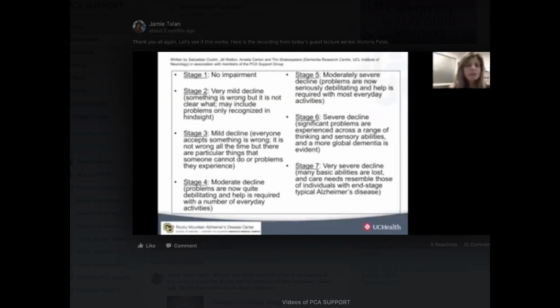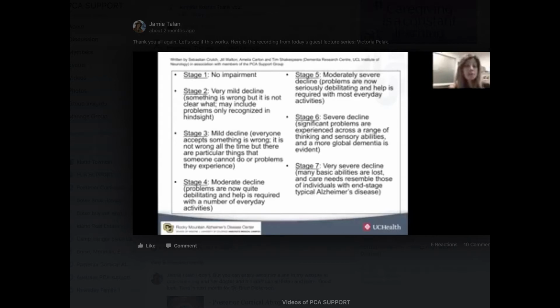But here are the stages that he and his colleagues, and you can see their names there, have written to help people to understand what things might be like in the future. Stage 1, they considered absolutely no impairment. Stage 2, a very mild decline. And they have written underneath each stage, which is very helpful, some terminology that helps you understand what very mild decline might mean. And that means for stage 2 that something is wrong, but it's not quite clear what.